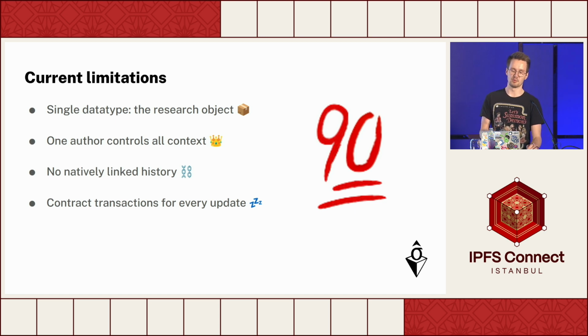There is also the requirement of a smart contract transaction every time the author needs to update a publication, which is quite a big UX hurdle, because for the space that we work in, the traditional scientific or academic community have a very low tolerance for crypto balances and seeing tokens and managing gas and stuff like that.